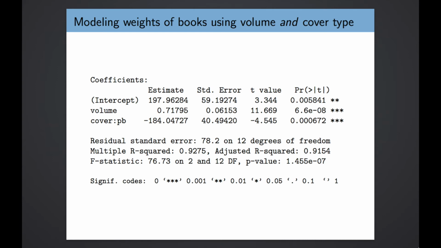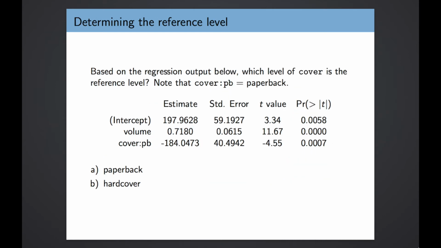So we can see from this output that both of our independent variables, volume and the type of cover the book has, are highly statistically significant with p-values less than 0.001. Now, recall that when we were talking about how we use categorical variables in a regression model, we noted that when we use a categorical variable, we have to leave one level out as a reference.